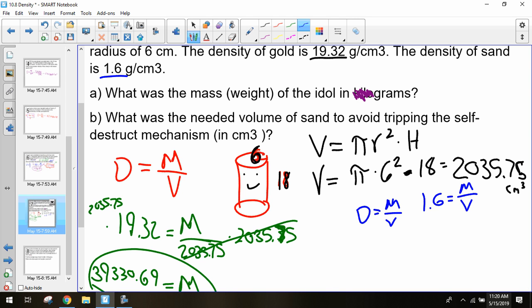What's our mass? It's going to be the exact same answer as what we got up here, because for the counterbalance to work, in order for you not to set off the trap, it needs to be the same. So we're just going to replace our 39,000 with our mass, .69 all over our volume. We need to solve for that volume. What can we do?